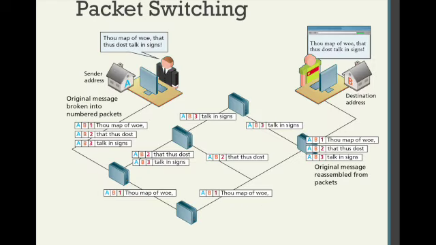Let's look at this figure in order to understand packet switching. We can see that the message here is broken into 3 packets, each of which has a sequence number to help in reassembly at the destination. You can see here that each packet has taken a different route to the destination machine's network, where it is then reassembled using the sequence number.